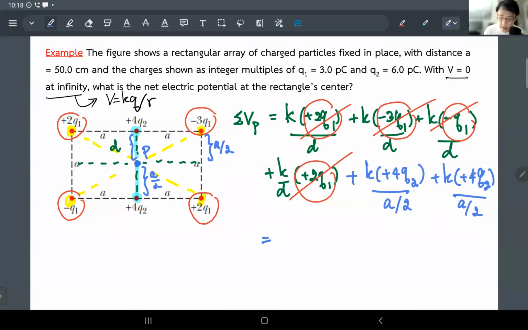And these are positive numbers. So that's great. It's going to be 16K Q2 over A, and you're done. Now you can add in the numbers, substitute everything at the end of the calculation, and that should be very straightforward.